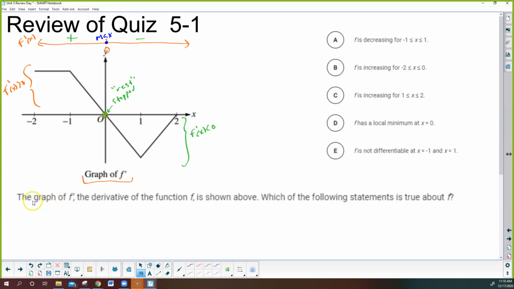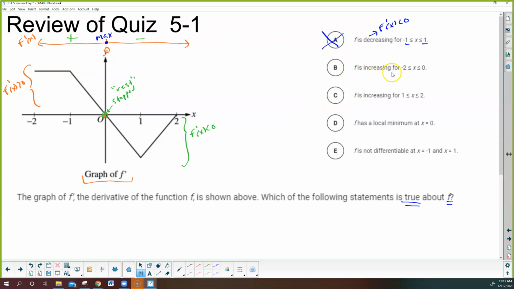So now let's look at the problem and see what we can conclude. The graph of the derivative is the function f shown above. Which of the following statements is true about the original function f? So f is decreasing from -1 to 1. If that was true, then f prime of x would have to be negative. We would have to have negative slopes for it to be decreasing. And look at from -1 to 1, I've got a derivative that's positive and then negative. So this is not true.